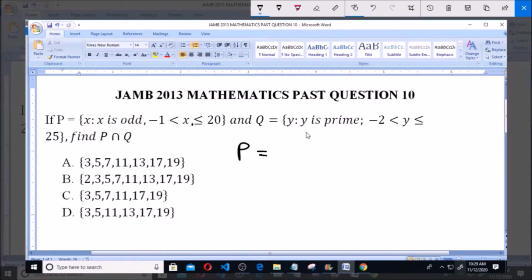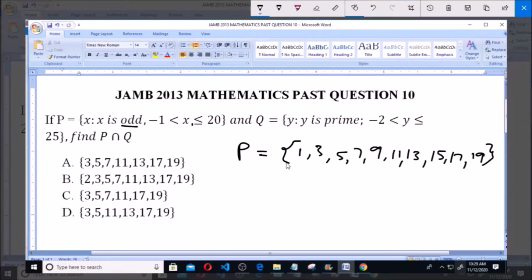Now set P will be a set of odd numbers from -1, and from -1, which is less than X, and X is less than or equal to 20. So we have 1 as odd numbers within this range, 3, 5, 7, 9, 11, 13, 15, 17, and 19. Then Q are prime numbers from -2 is less than Y, which is less than or equal to 25. So we have prime numbers, and prime numbers are numbers that have only two factors, themselves and 1. So 2, 3, 5, 7, 11, 17, 19, 23. Now these are the prime numbers.